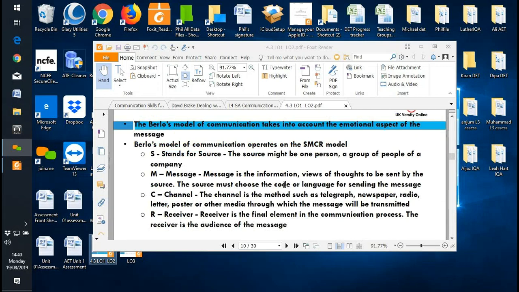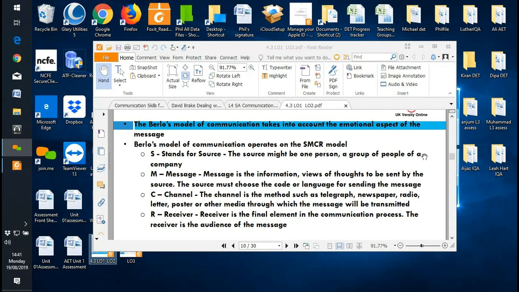Berlo looks at, or takes into account, the emotional aspect of the message. So Berlo's model of communication operates on the SMCR model. S stands for source, M stands for message, C stands for channel, and R stands for receiver. As you can see, all of these models use the same method, the same medium: you have a messenger, a message, a receiver, and a way of actually passing that on. The different ways in which they can work depend on the circumstance. So you can choose a model to actually deliver what you intend to deliver.